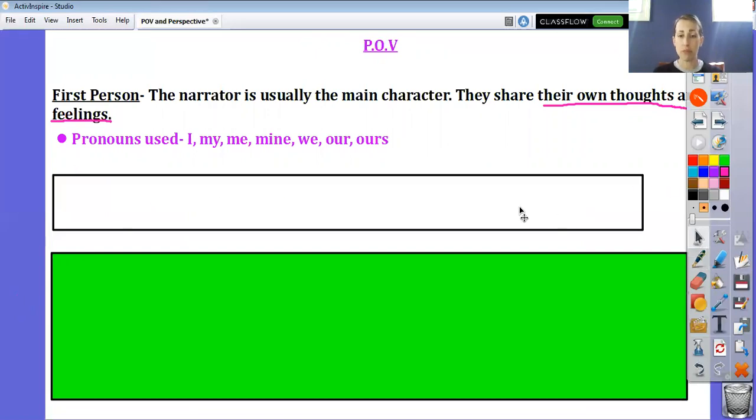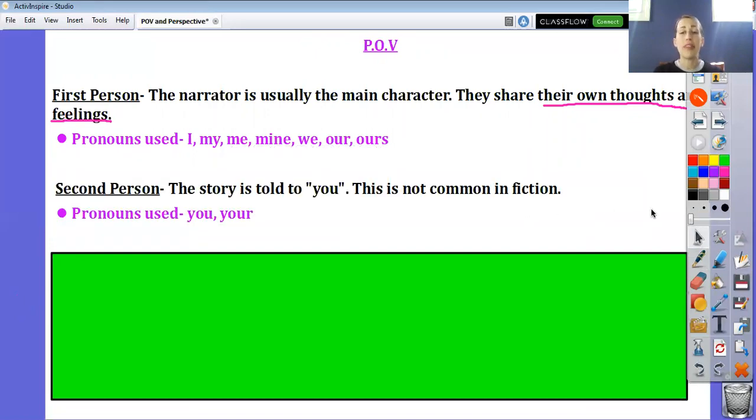Now with second person point of view, this is told to you. This is similar to a how-to, directions, a recipe. This is not common in a novel or a fictional story. Pronouns that you'll see used are you and your. So it's told to you.